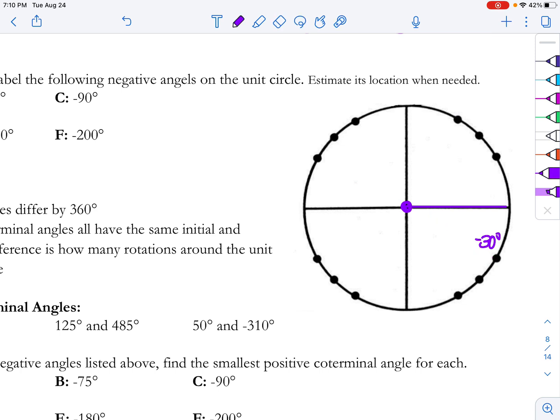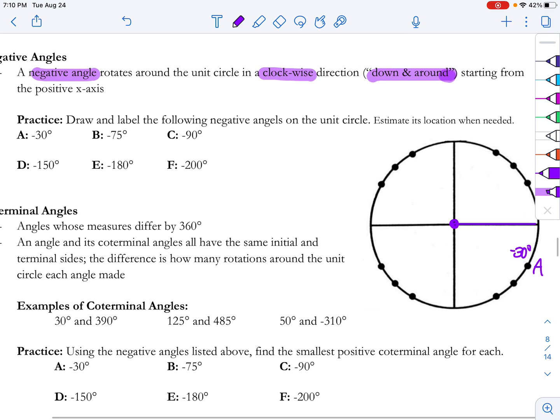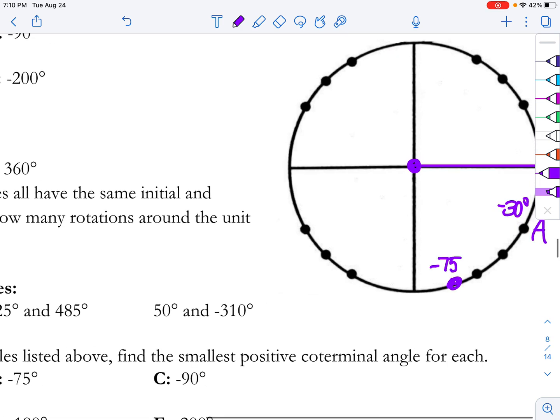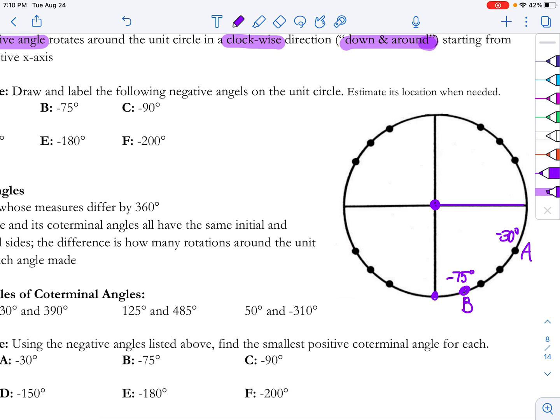So we could call this point A. In the same way, B, negative 75. So if this is negative 30, that would be negative 45, negative 60, negative 90. So negative 75 is in between here somewhere. So we could just eyeball it and say around here is negative 75 degrees. That would be point B. Negative 90 would be that negative y-axis. So this would be point C, negative 90 degrees.